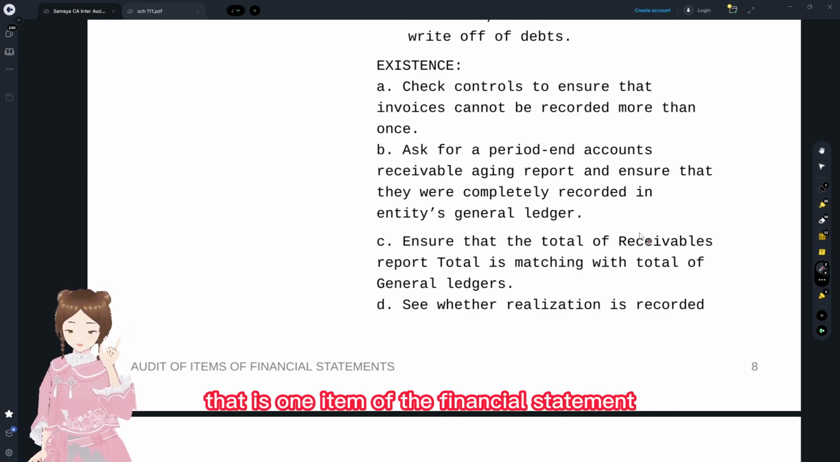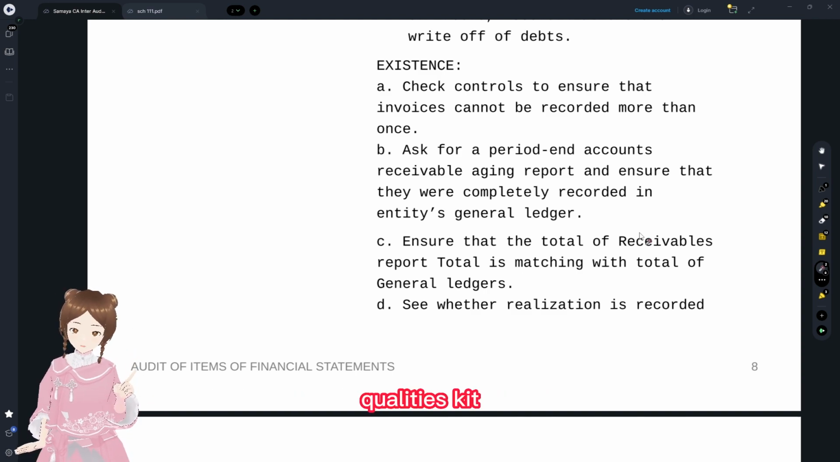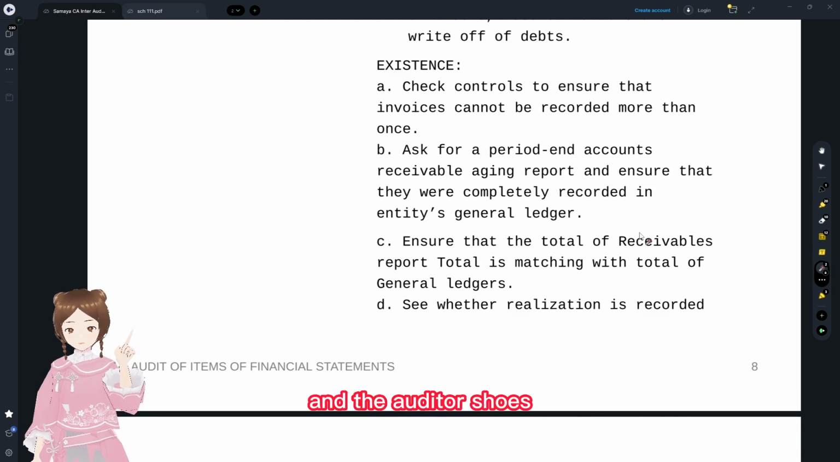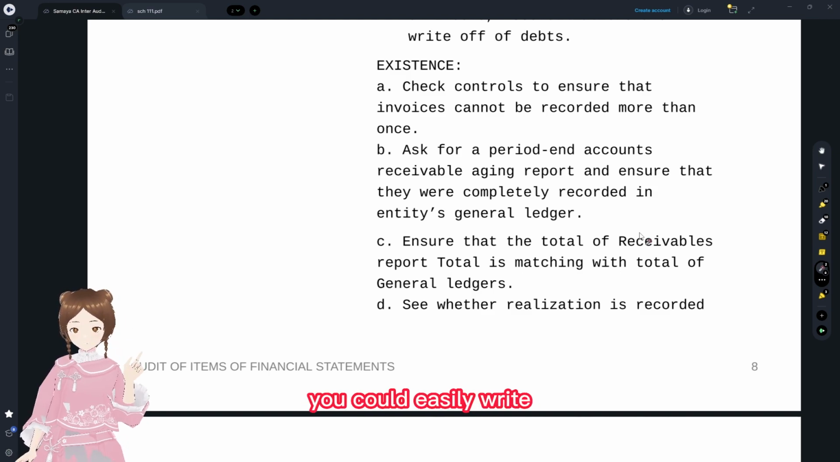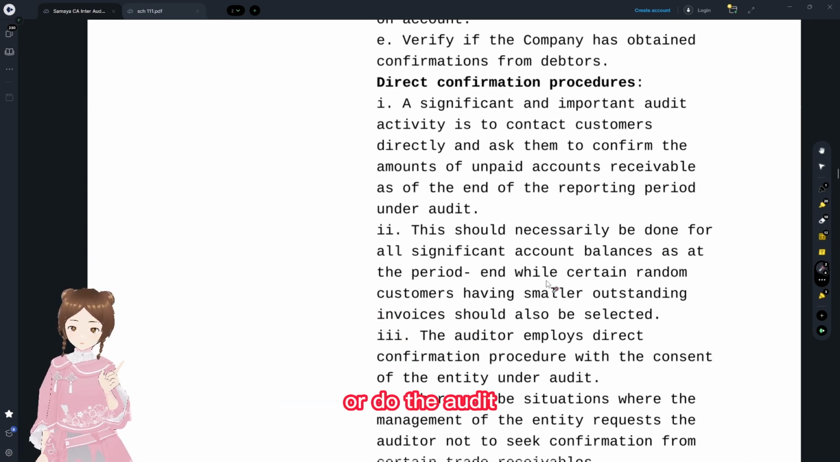This is how we apply the three things. One, the item of the financial statement. Second, the qualities kit. Third, the management's shoes and the auditor's shoes. While putting that, you could easily write. This is how you usually do the audit.